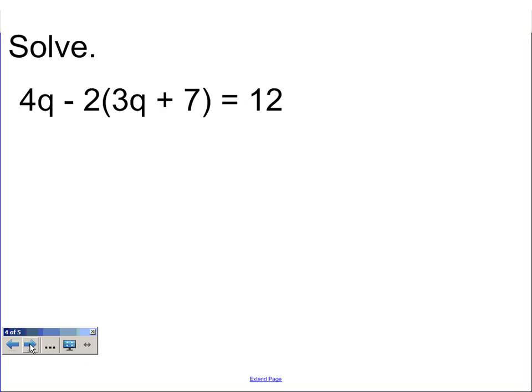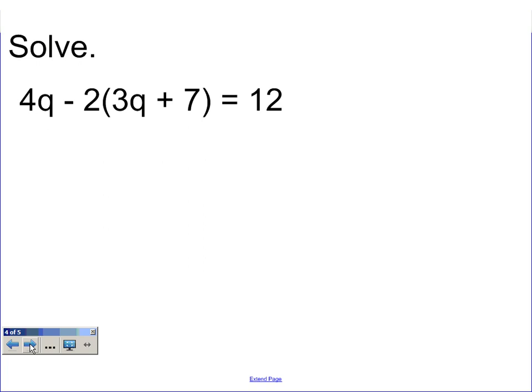Our next example is a little different because now we have two terms outside of the parentheses. As far as what I am going to attack first, still the parentheses, 3q plus 7. I can't put those two terms together.